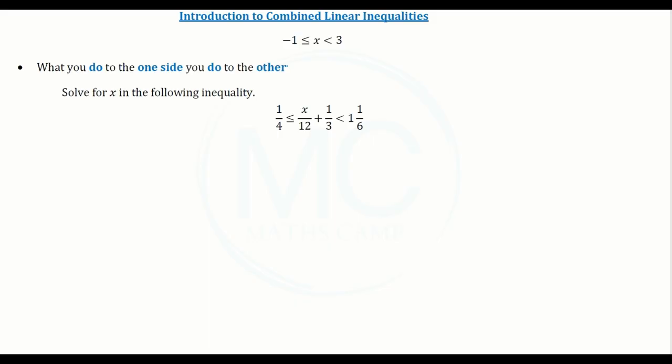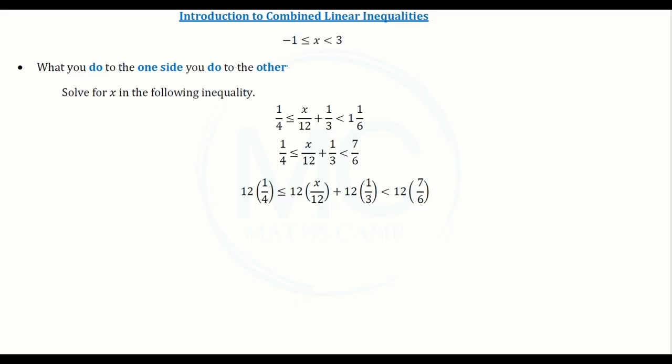1 over 4 is smaller than or equal to x over 12 plus 1 over 3, which is smaller than or equal to 1 and 1 over 6. Now, the first step is to turn this into an improper fraction. 6 multiplied by 1 is 6, plus 1 is 7, so this becomes 7 over 6. Now we need to find the lowest common multiple in our denominators. 4 multiplied by 3 is 12, and 6 multiplied by 2 is 12. So 12 is our lowest common multiple. So let's multiply each of these fractions by 12.